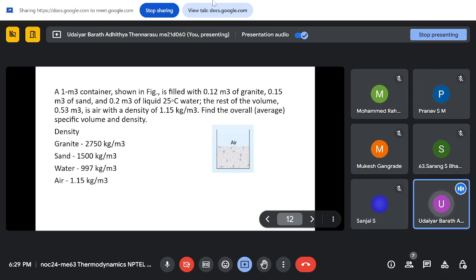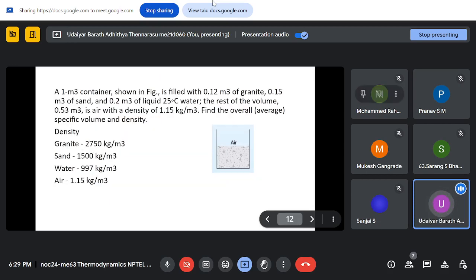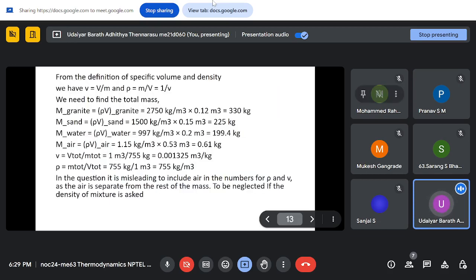So in this case we are asked to find out the overall specific volume and the density of the container, including all air. So how will we find this? From the definition, specific volume is V by M, or we can say 1 by rho. So rho will be mass by volume. They have asked to find out specific volume and density. You can find either of them, and then you can find the other.